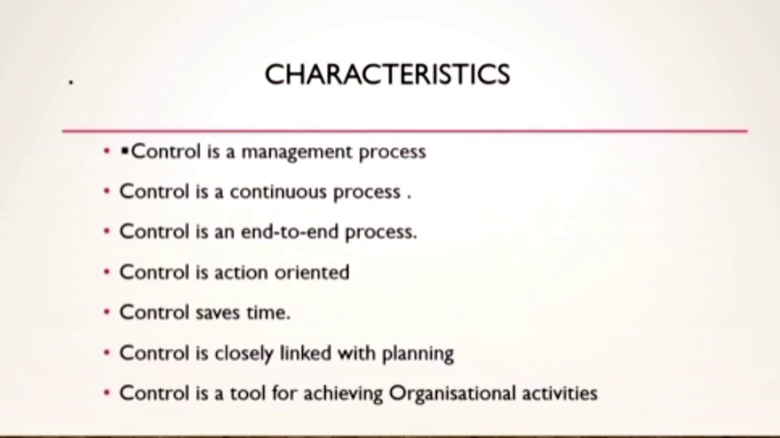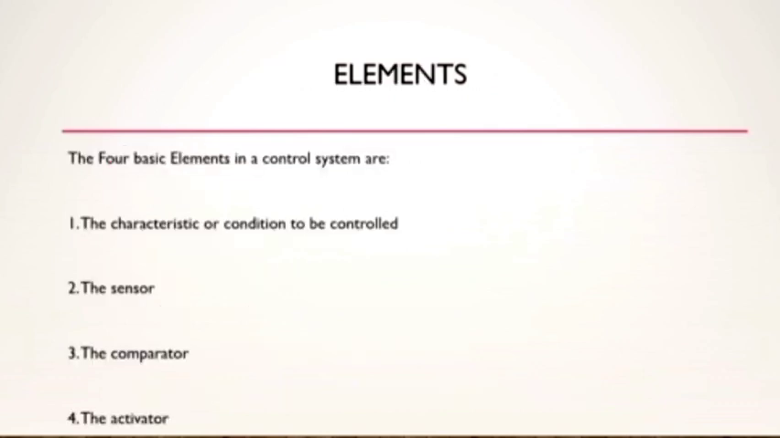Control is a management process. It's a continuous process. It's an end-to-end process. It's an action-oriented process. It saves time. It is closely linked with planning and it is a tool for achieving organizational activities. Various elements are included in the control system, and the four basic elements in a control system are the characteristic or condition to be controlled, the sensor, the comparator, and the activator.